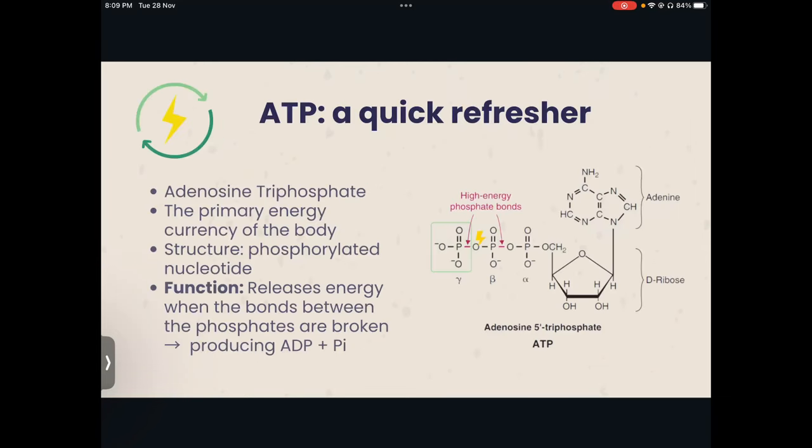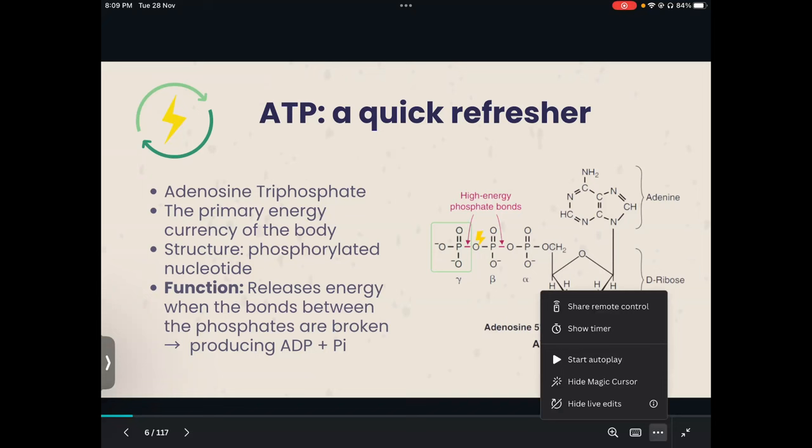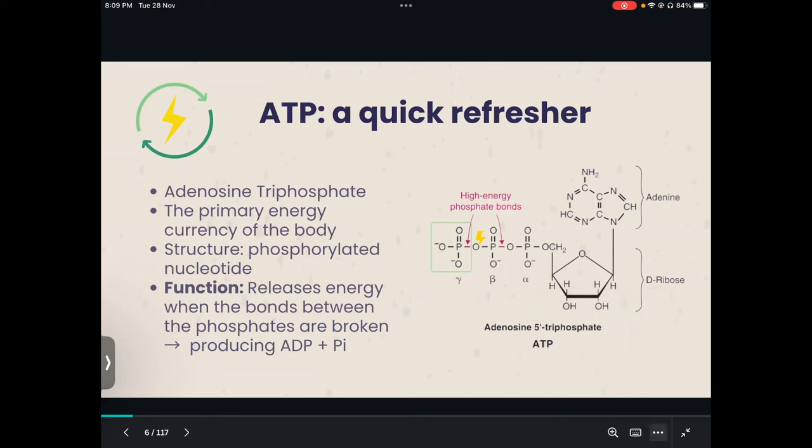To do a quick refresher of ATP, I'm sure you guys already know what that is. ATP is adenosine triphosphate. It is the primary energy currency of the body, and it consists of a phosphorylated nucleotide. Here's the structure. You have a nucleotide which consists of the ribose sugar and the nitrogenous base, adenine, and that is phosphorylated with these three phosphates. These three phosphate groups are what allow it to be an energy currency, because energy is stored in the bonds between those phosphates.